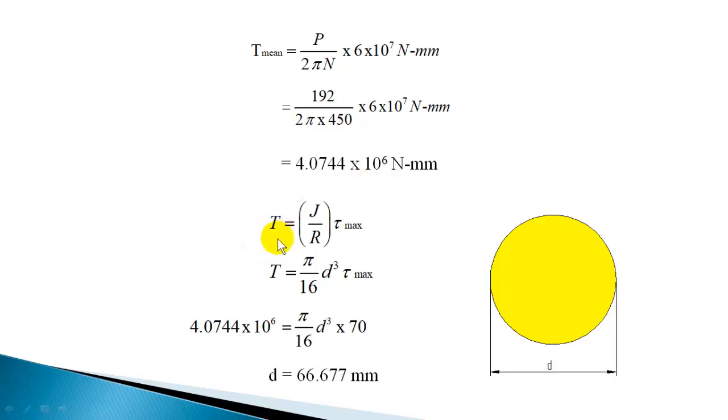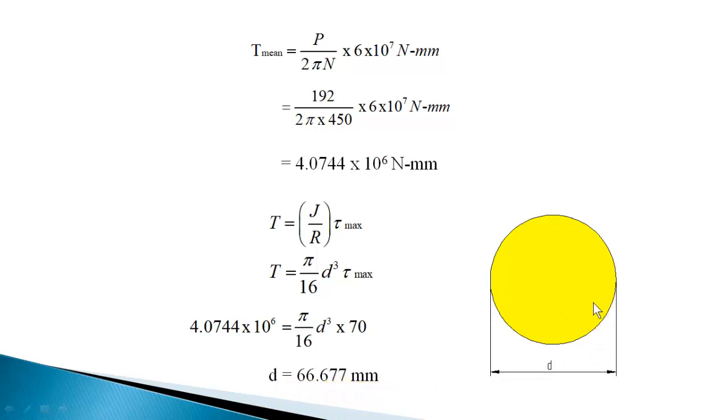So torque transmitted is J by R into tau max. So J by R, which is set P, polar modulus, it is pi by 16 d cube for a solid shaft into tau max. Tau max is known, torque is known, torque we calculated, so we have substituted the torque, and tau max is 70. So from this you can solve for d. Diameter of the solid shaft to transmit this power is 66.677 mm.